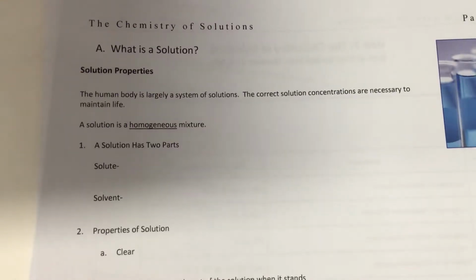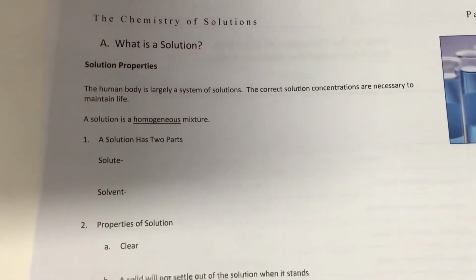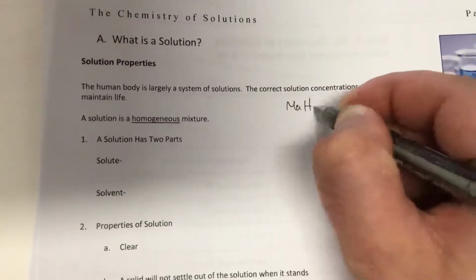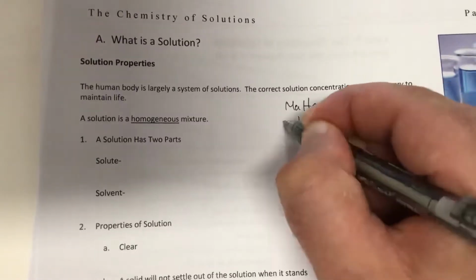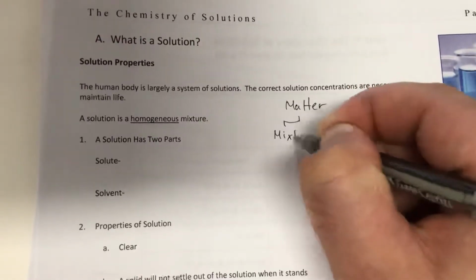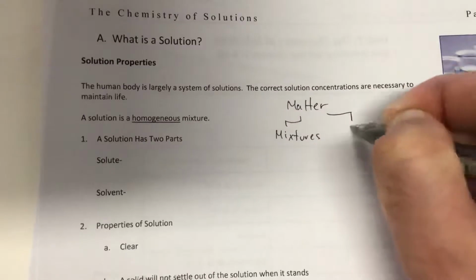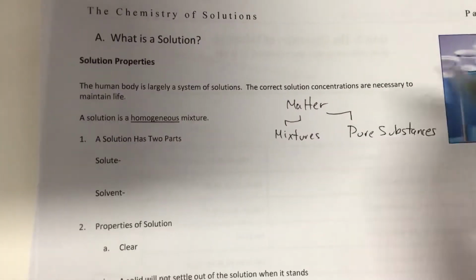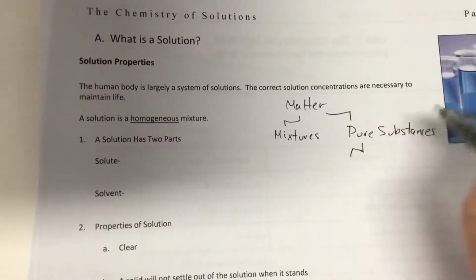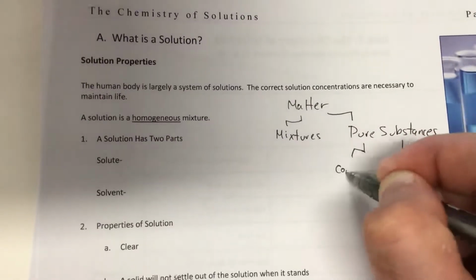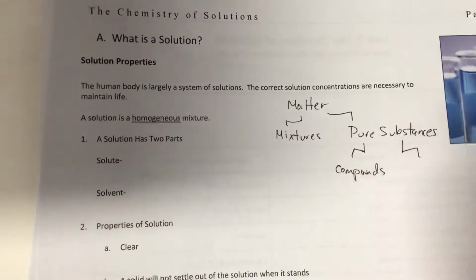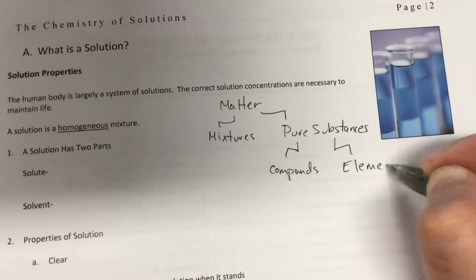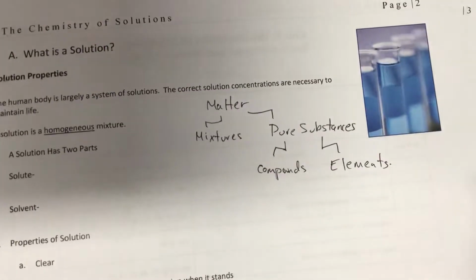Remember, we've gone through the classification, the taxonomy of matter many times, but if you want to remember, we have all matter, right? And it breaks down into mixtures and pure substances. Okay. With our pure substances, we've got compounds and we've got elements.